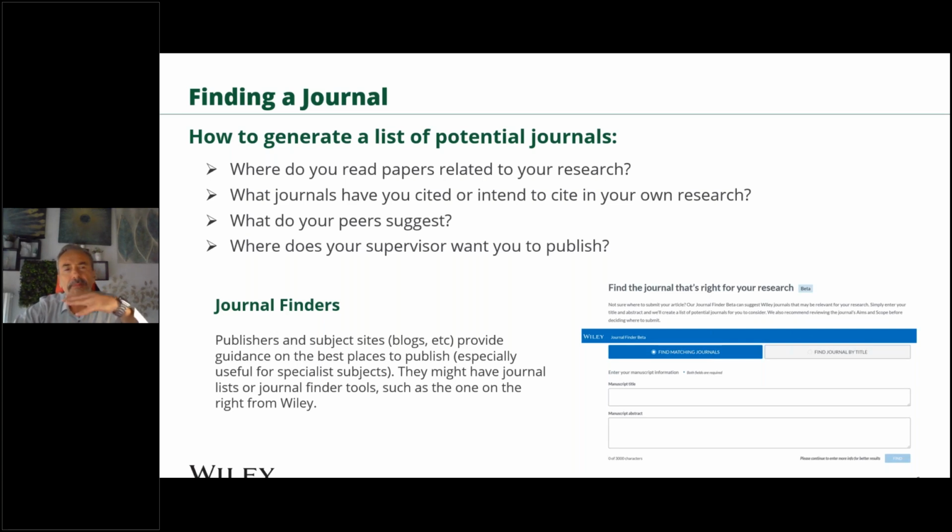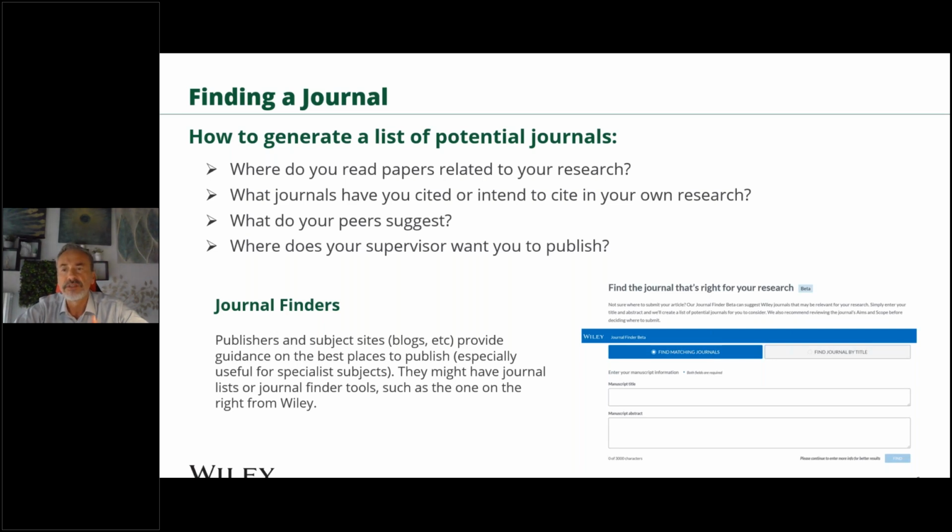Now, let me just share some strategies for identifying suitable journals. Now, you may well have experienced that there are so many journals out there, so many different publishers, thousands and thousands of titles. How can you actually choose effectively and quickly what are the best journal titles to submit your work?